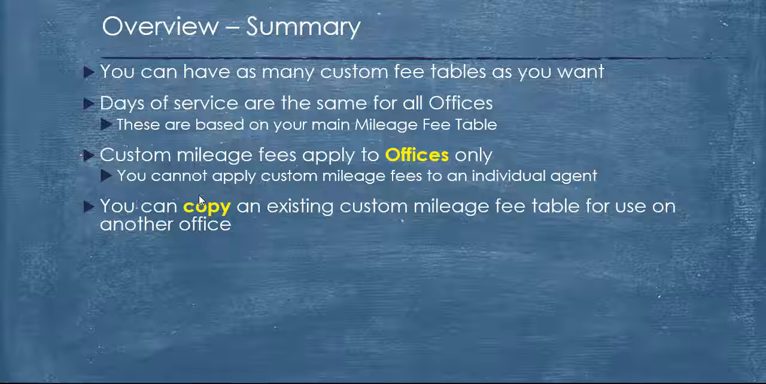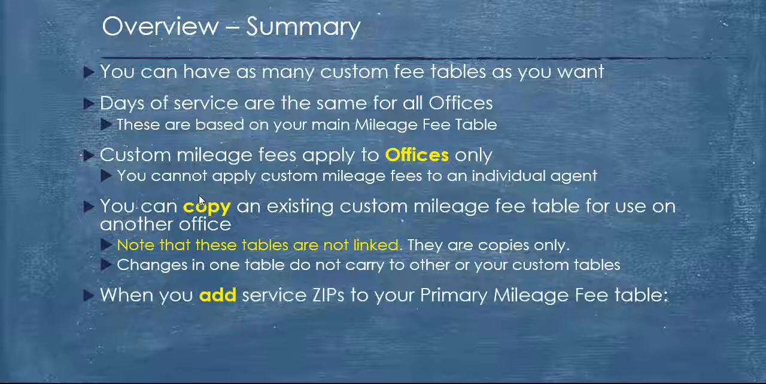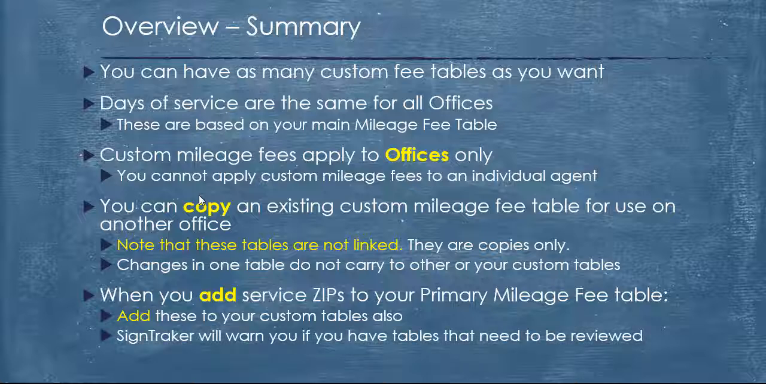You can copy existing mileage rate tables from an existing instance to work on a new office, but note that these tables are not linked. What that means is if you have a custom table for one office and you copy it to another office, you have 2 copies. You change one, the other remains unchanged. And lastly, when you add new service zips to your primary mileage fee table, when you expand your business, be sure to add these zip codes to your custom tables. Keep track of how many you've created. If you lose track of them, if you create a new zip code, SignTraker will warn you that you've got these other ones that need to be fixed.